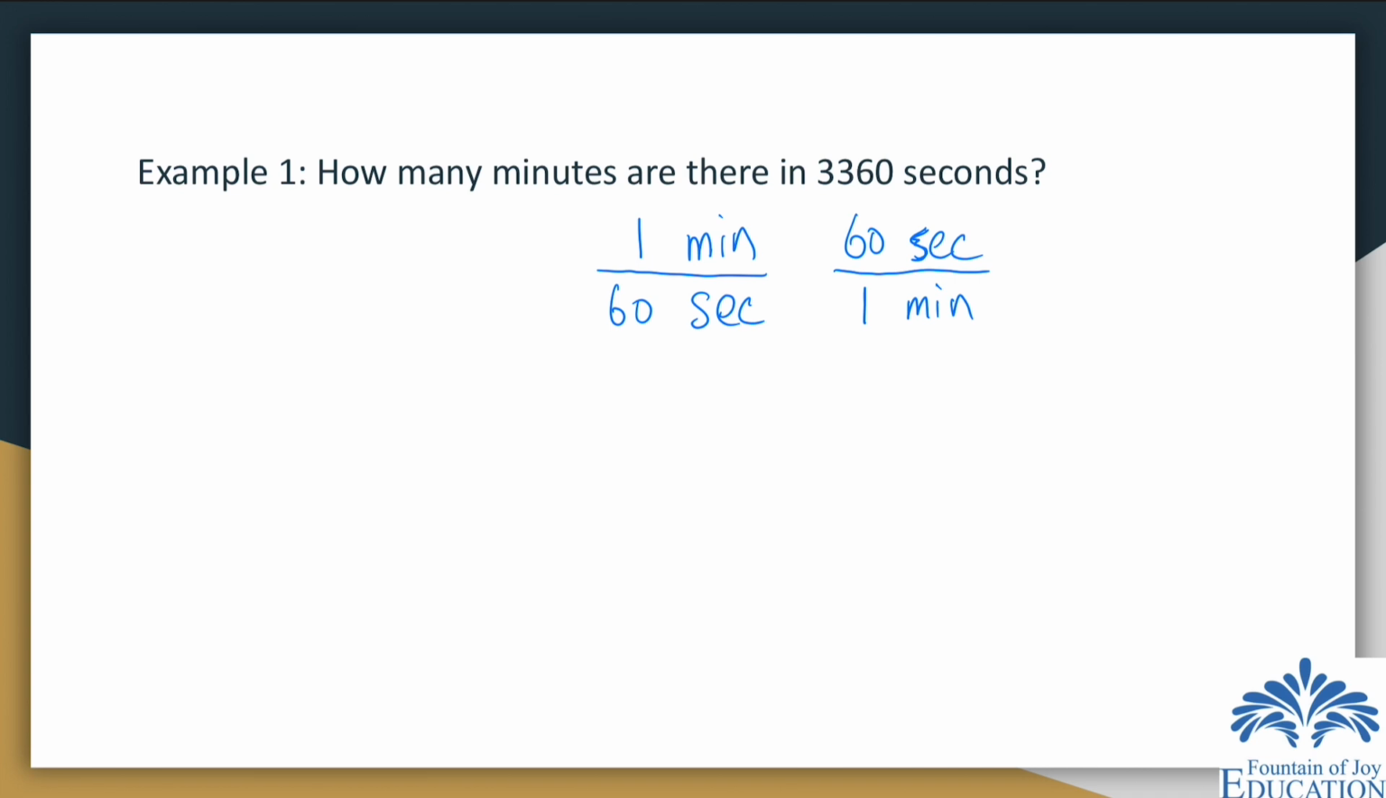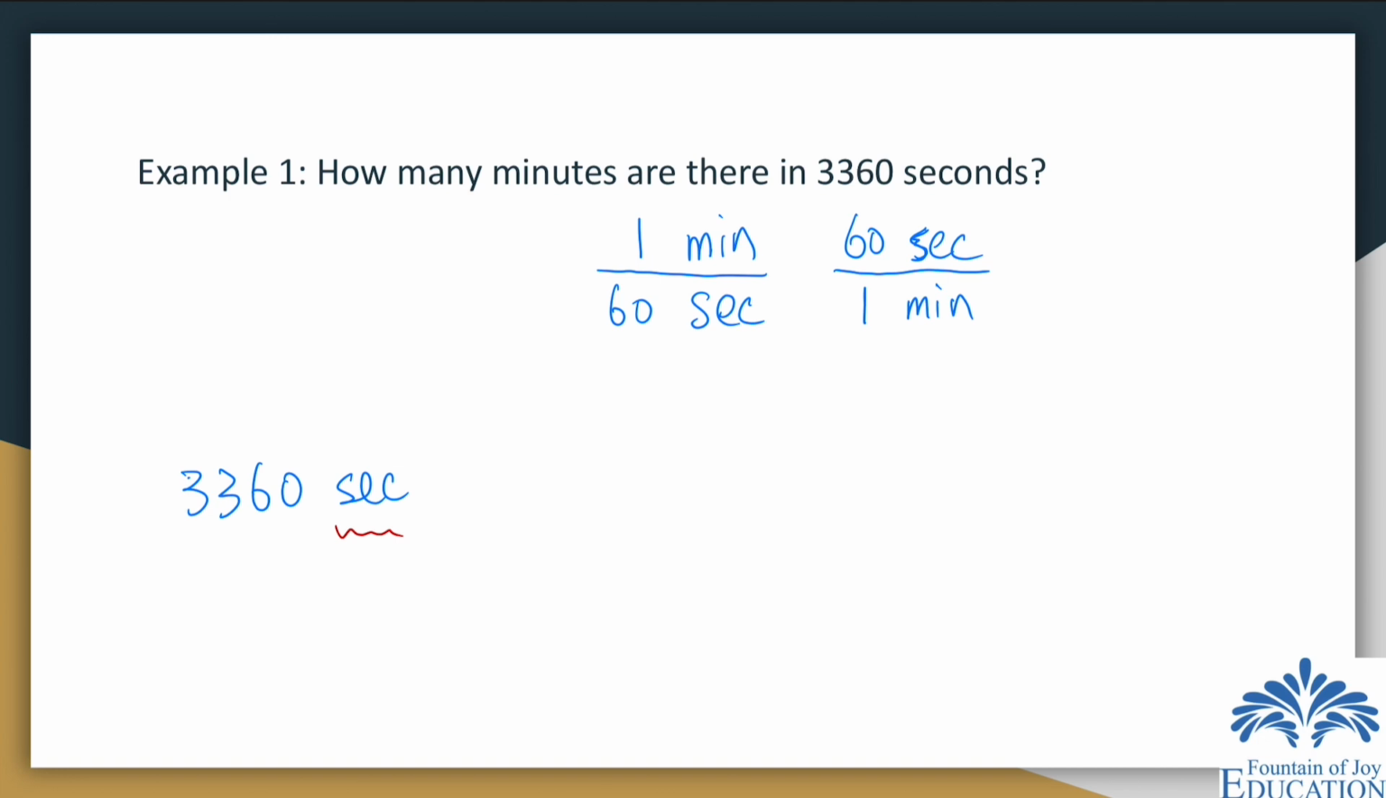So we start with 3,360 seconds. And we want to figure out how many minutes that is equivalent to. So here we have a unit of seconds that we need to eliminate. And to eliminate a unit, we need to have that unit in the denominator in this case.